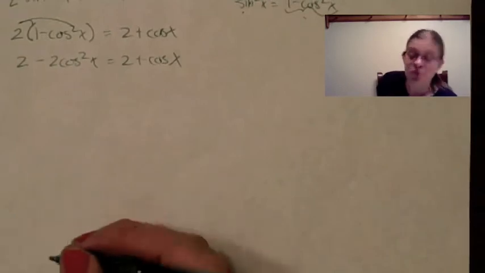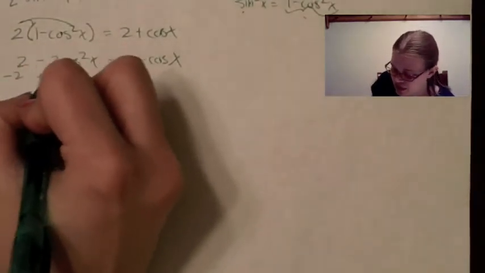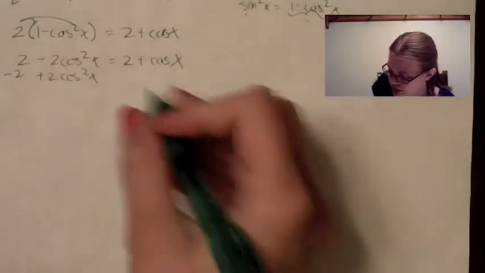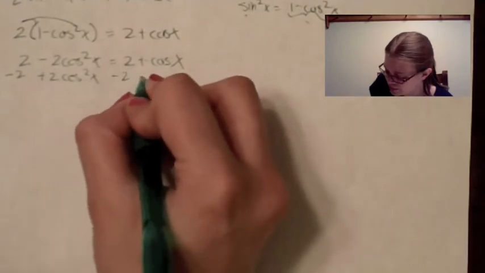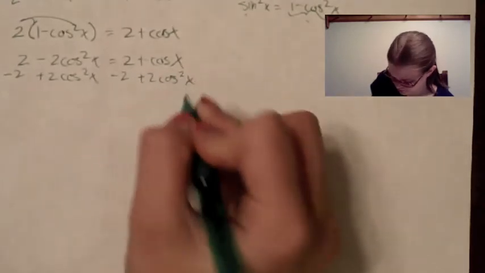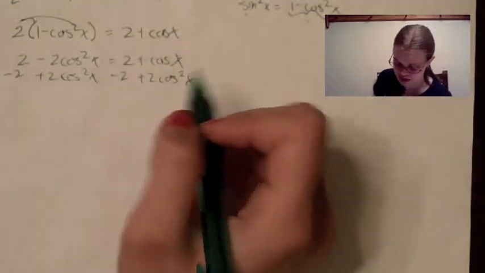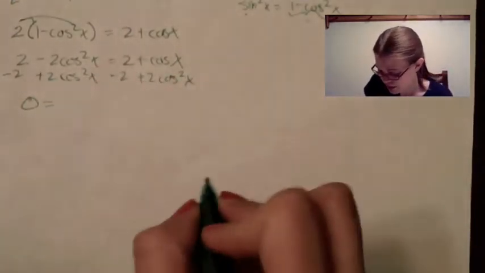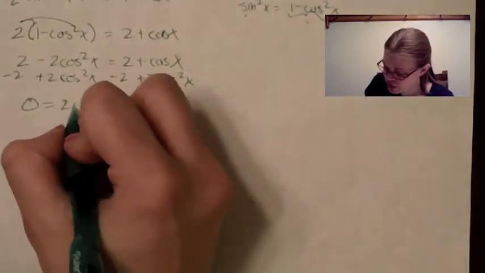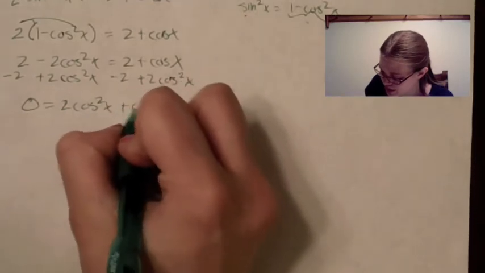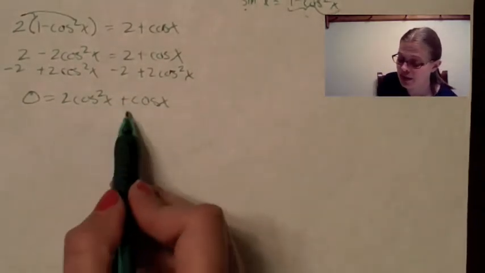Okay? So remember when you're factoring and you're solving by factoring that everything has to be on one side. So I'm going to subtract the 2 and add the 2 cosine squared. You could easily subtract the 2 and subtract the cosine x. It doesn't really matter. Typically you have your cosine or your squared value positive, so that's why I chose to do it that way. But it still doesn't matter. So 2 minus 2 is just 0. And then I'm going to have 2 cosine squared x plus cosine x. So now I have everything on one side, so now I can factor.